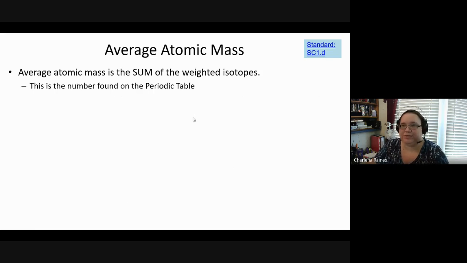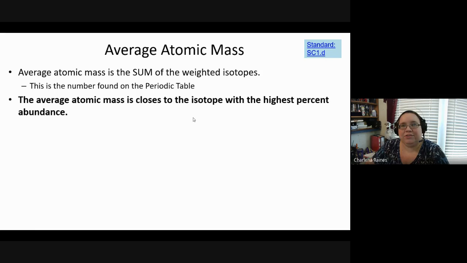Now, traditionally, this is the number that is found on the periodic table if you're given all of the isotopes. The neat thing about the average atomic mass is it is closest to the isotope that has the largest percent abundance. So if more than half of my element is one particular isotope, the average atomic mass of that element is going to be closest to that isotope. Won't necessarily match it exactly, but it will be fairly close to it.